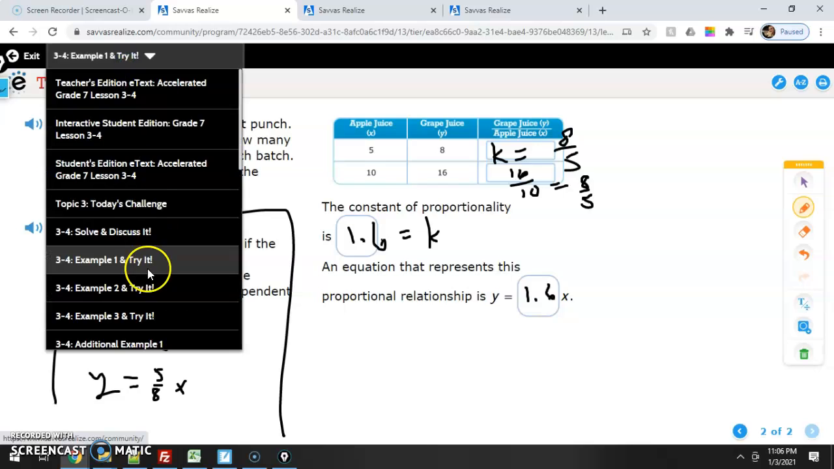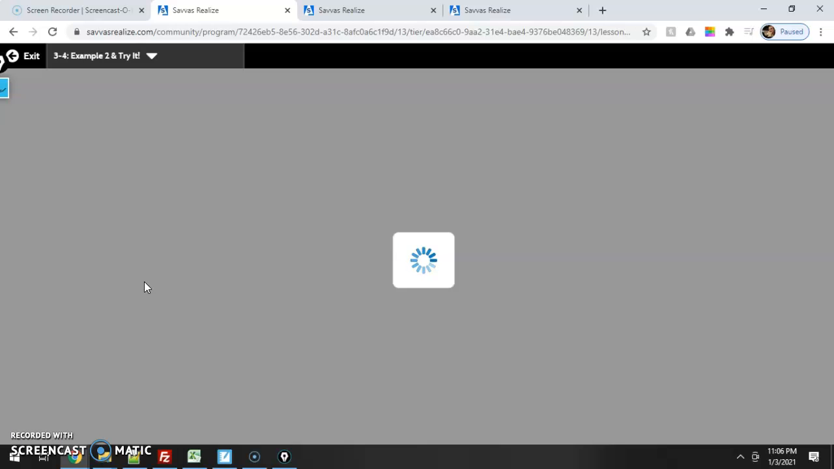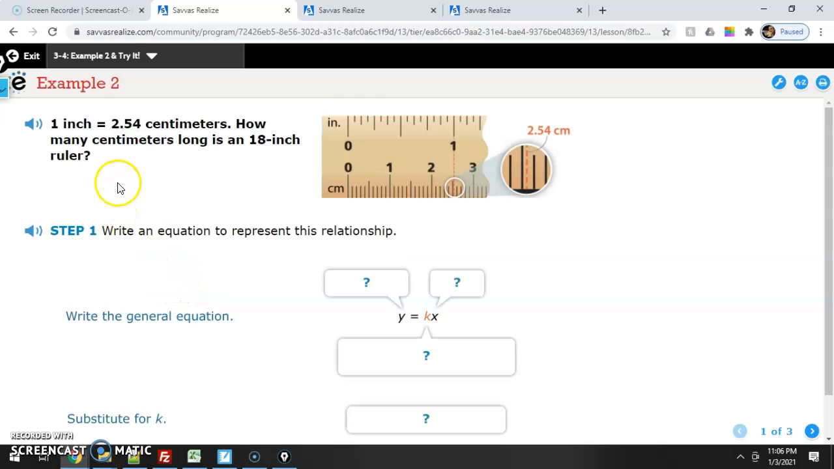All right, let's look at the next problem. Example 2. Another area where we can use proportional relationships is in conversions here, okay? So 1 inch is 2.54 centimeters. How many centimeters long is an 18-inch roller? So if we had an equation that would be useful for figuring this out, well, if there's a relationship between units, that is basically the k value. 1 inch is 2.54 centimeters, okay?